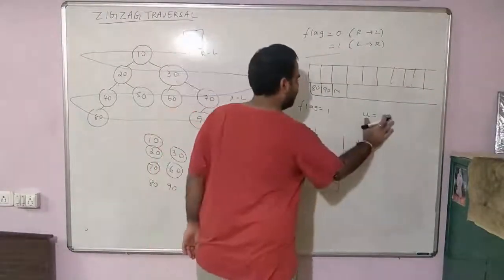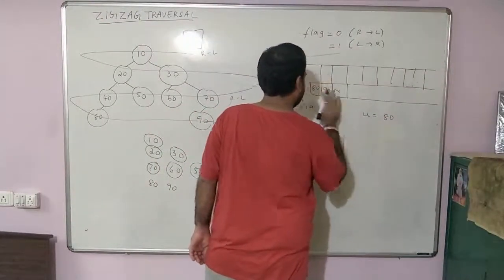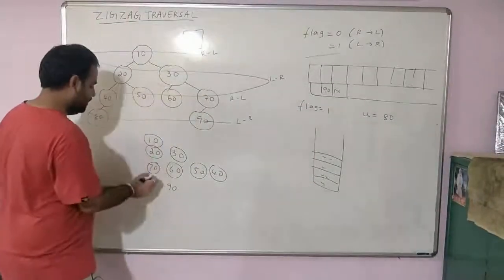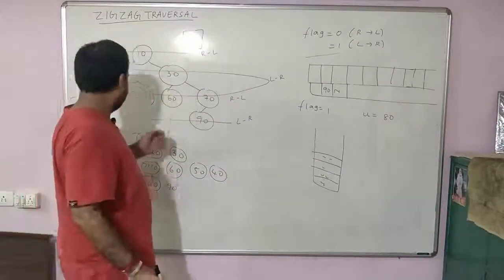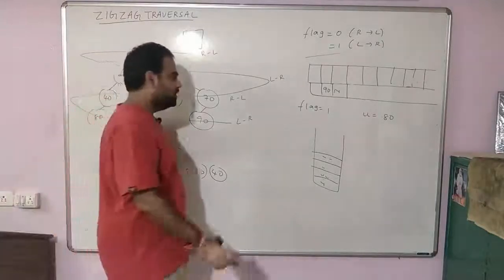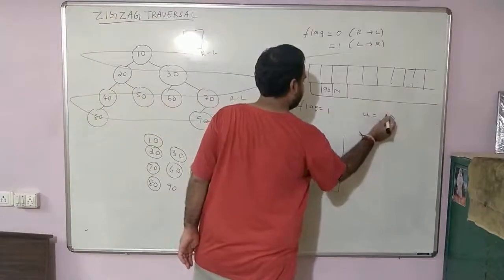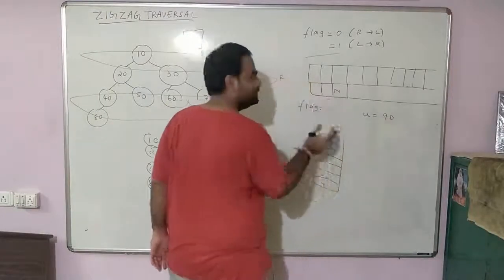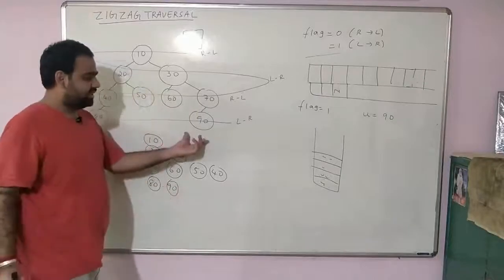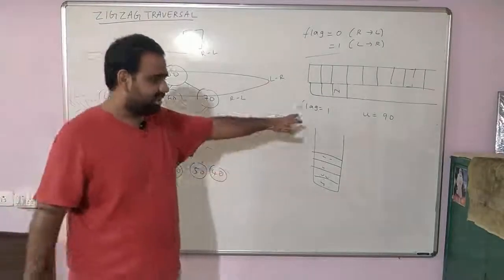You dq. What is the value of dq? 80. Now if the value of flag is 1, no need to push. You simply print 80. Does 80 have left child and right child? No left child and right child. Therefore do not do anything. Next again you say u is equal to dq. What do you dq? You dq 90. Print 90. Does 90 have left child and right child? No. When we print 90, again the value of flag is 1.